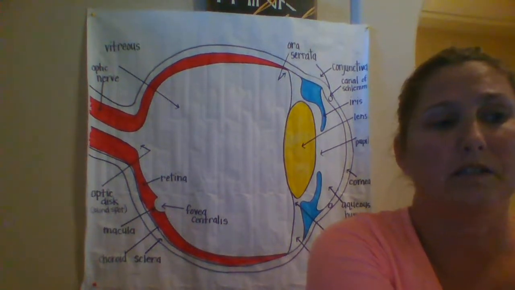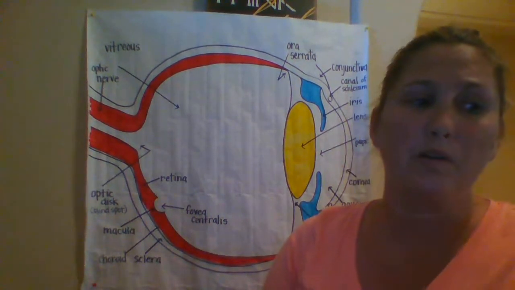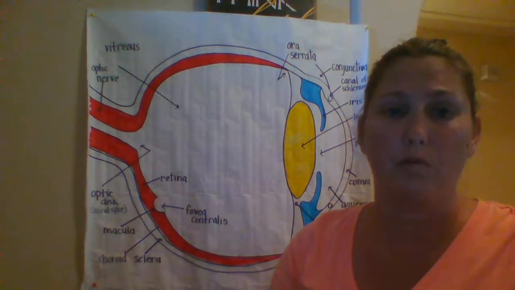The macula is the central portion of the retina. It is responsible for the sharp, detailed central vision or visual acuity.